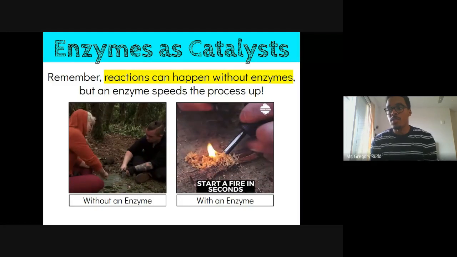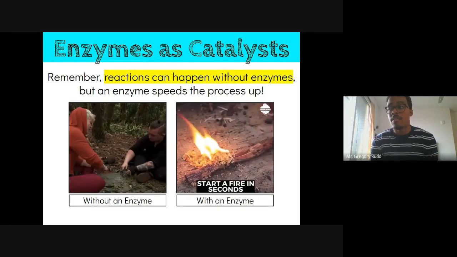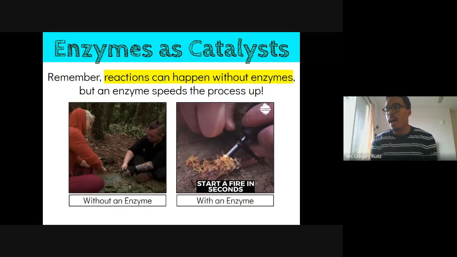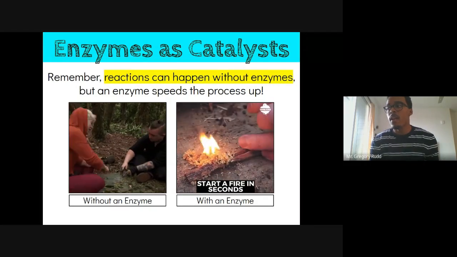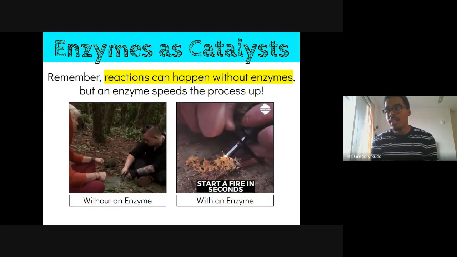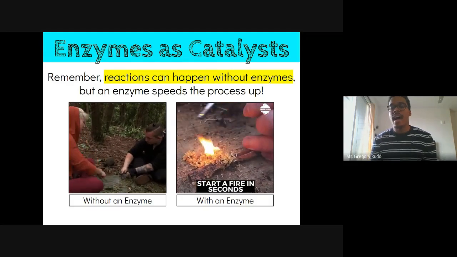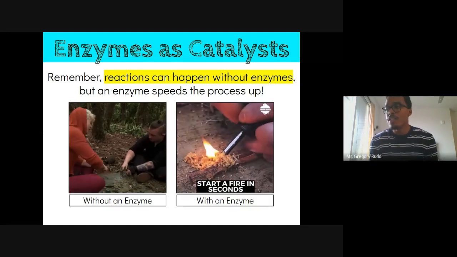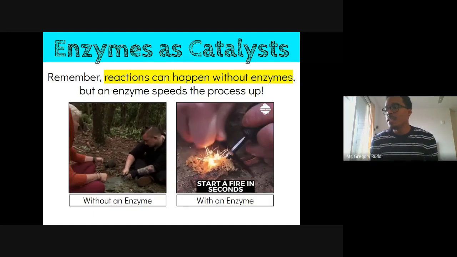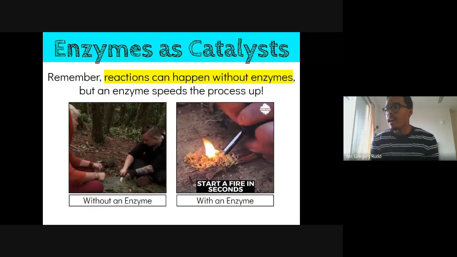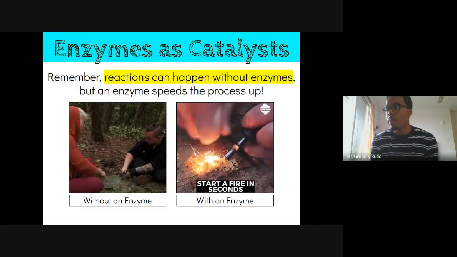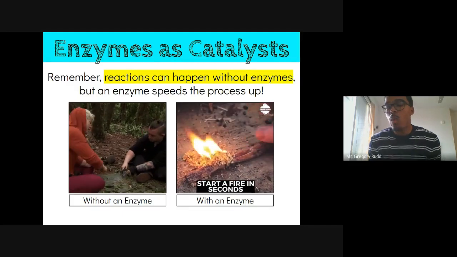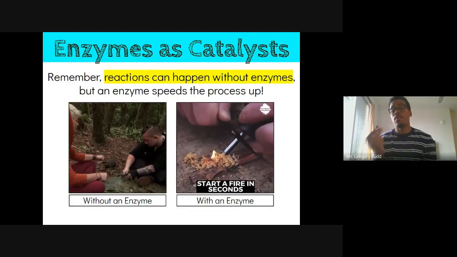The two people on the left are struggling to start a fire. They're trying to use a flint and a knife to do it, and it's just not working for them. That's like a reaction without an enzyme. Eventually, they'll get it. It's going to take a lot of time. They will work their fingers to the bone trying to start this fire. But the individual on the right is able to start it very quickly, as we can see. That's like with an enzyme. The reaction is going to happen rapidly.